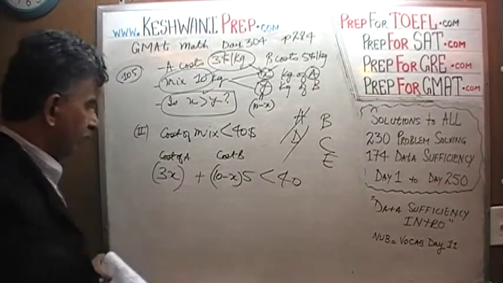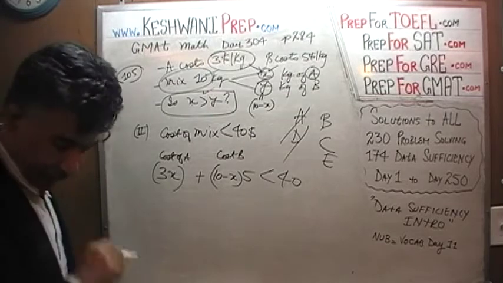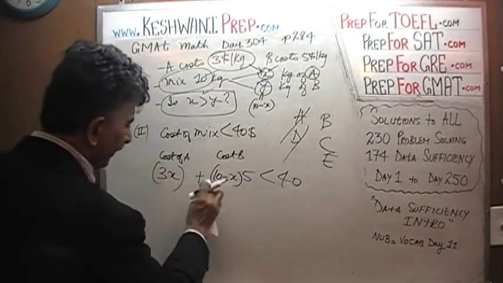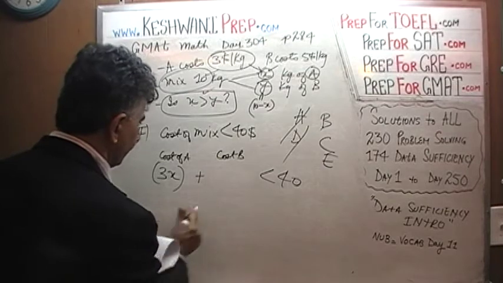Let's get rid of the dollar sign. Let's see what we can do with this, shall we? I'm going to rewrite this thing. I don't like the 5 on the other side. Let's write it here this way.